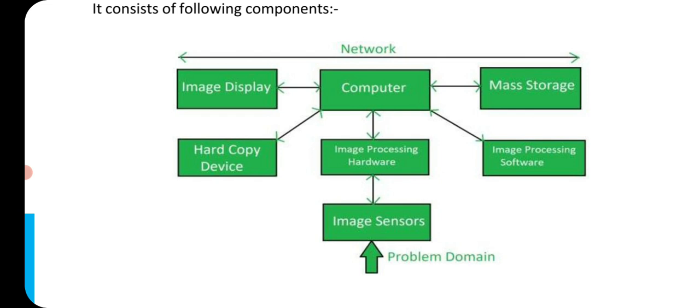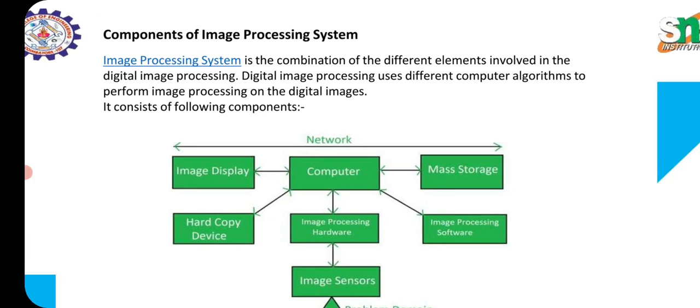The computer used in the image processing system is the general purpose computer that is used in our day-to-day life. Image processing software is the software that includes all the mechanisms and algorithms used in the image processing system. Storage, I have explained. On hard copy devices, once the image is processed, it is stored in the hard copy device, which can be a pen drive or external ROM device. Image display includes a monitor or display screen. And the network is the connection of all the above elements of the processing system. So these are the main components of the digital image processing system.